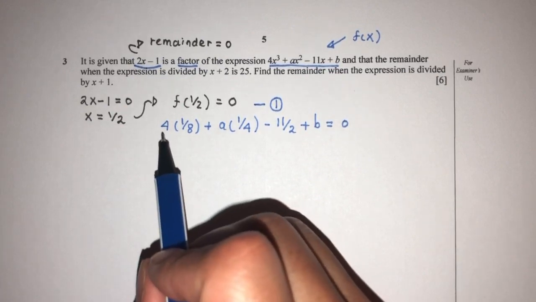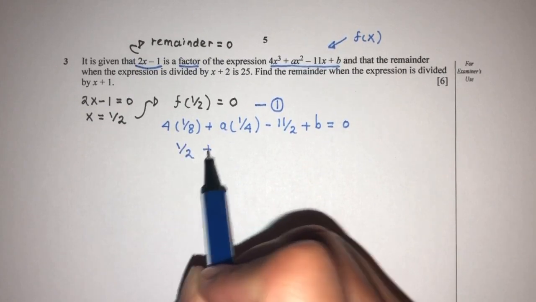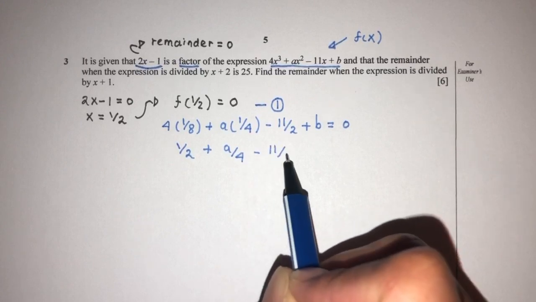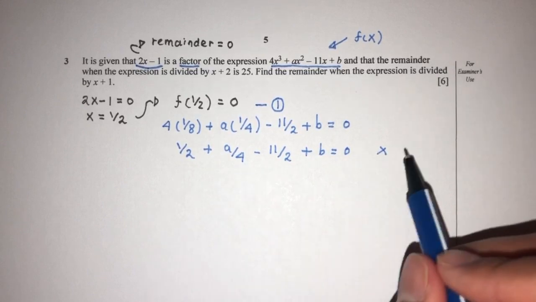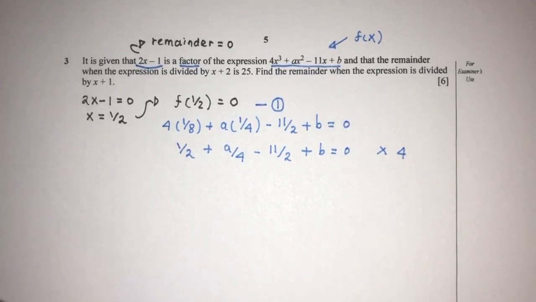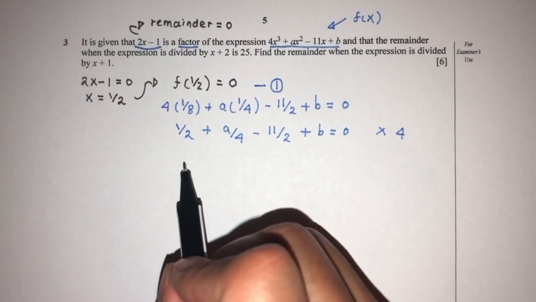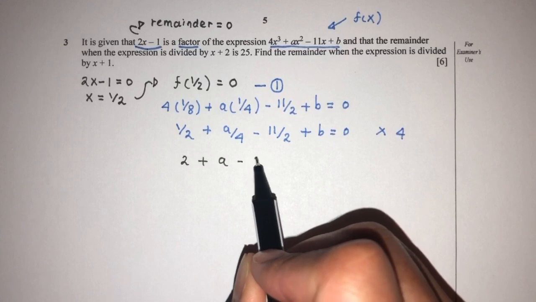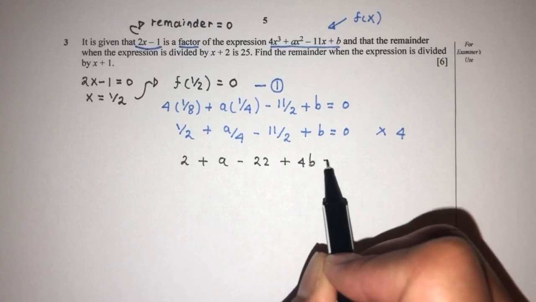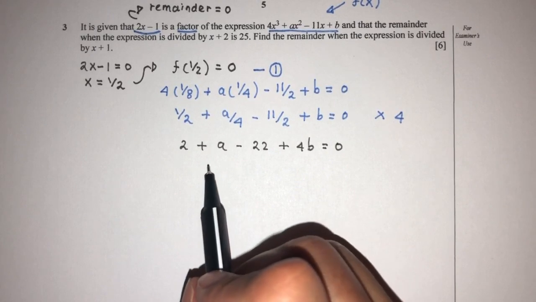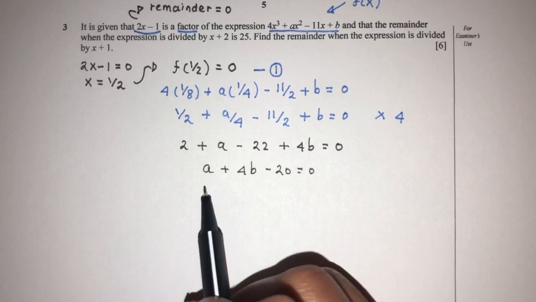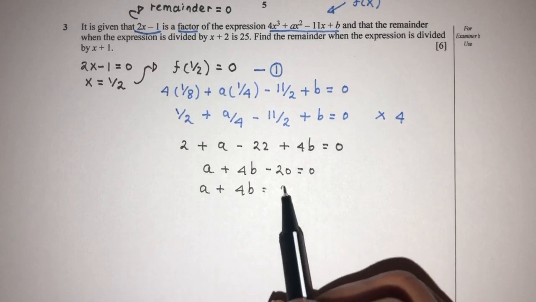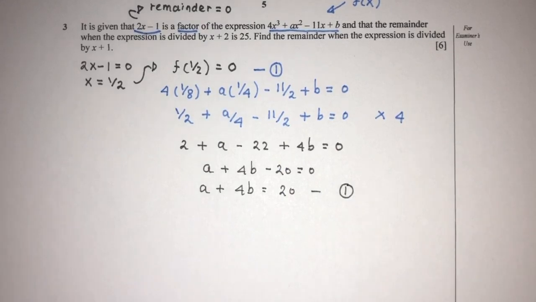Now we have to simplify. That will be what? That will be 1 over 2 plus a over 4 minus 11 over 2 plus b equal to 0. Now, times 4 everywhere because we want to eliminate the denominator. What will happen? So, that will become 2 plus a minus 22 plus 4b has to be 0. Simplify. That will be a plus 4b minus 20 is 0. A plus 4b equal to 20. This is my equation number 1. Now we will have to use it somewhere afterwards to find the values of a and b.